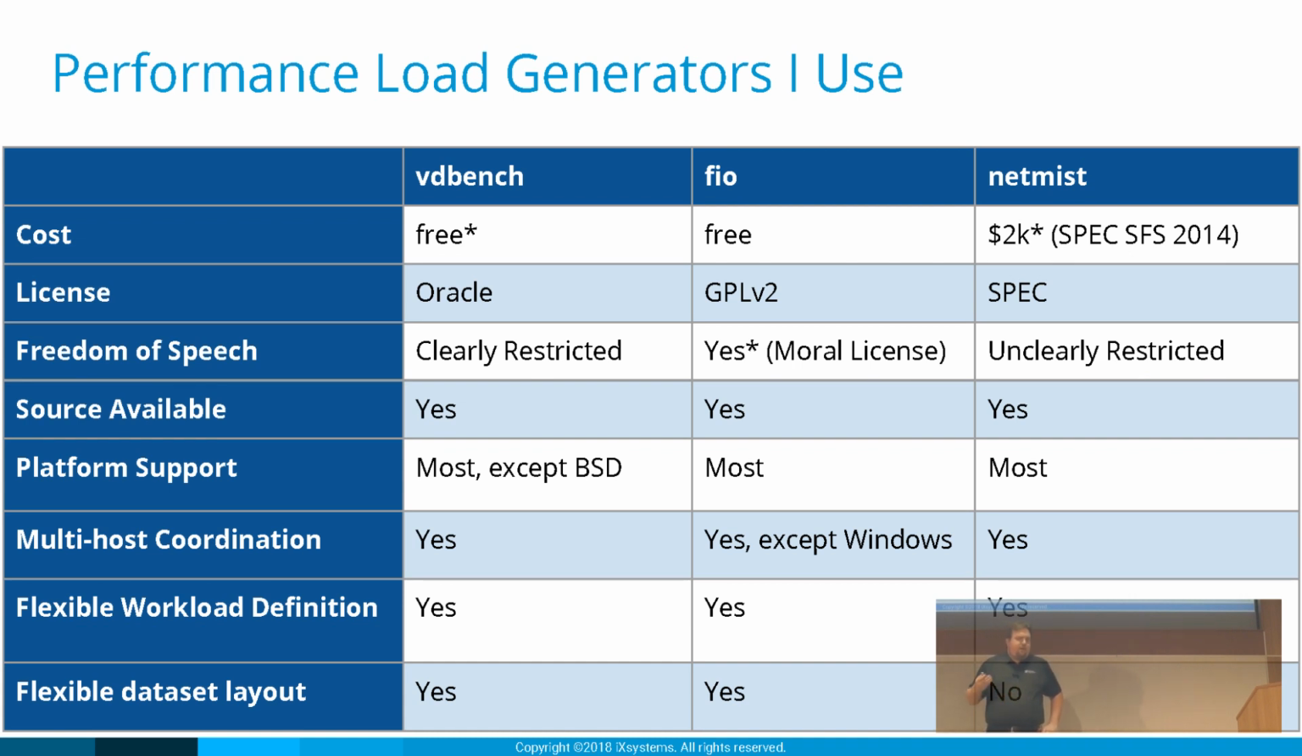And NetMist, as part of the SPEC SFS 2014 kit, has some restrictions on your freedom of speech. The intent is good within SPEC, but the legal language is a bit muddy. So I put unclearly restricted there. The good thing is the source is available for all these tools. Now, I would say don't ever trust a performance tool that you don't have the source for. You want to see what it is doing. If something looks really bad on your platform, you want to be able to see, is there a bug or is something not working correctly for your platform in the tool?